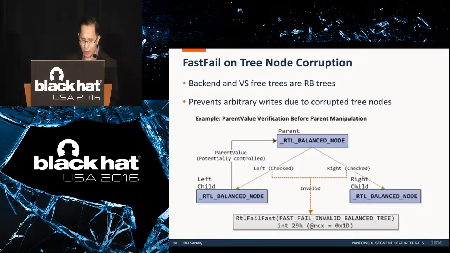Similar to linked list node corruption, an attacker can also cause an arbitrary write if tree nodes are attacker controlled. In this example, the attacker may have controlled the parent value of this left child. If that is the case, when the parent of this left child is manipulated, an arbitrary write may occur. So to prevent this, the NTDLL functions for manipulating the trees will follow the parent value and then check if one of its children is indeed the left child. If not, there will be a failure in validation. It will cause the fast bail mechanism to be triggered, causing immediate process termination.